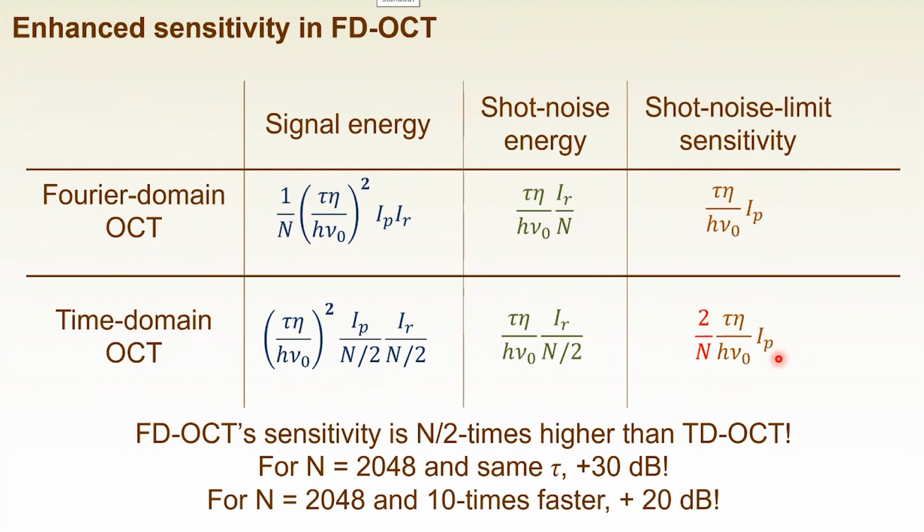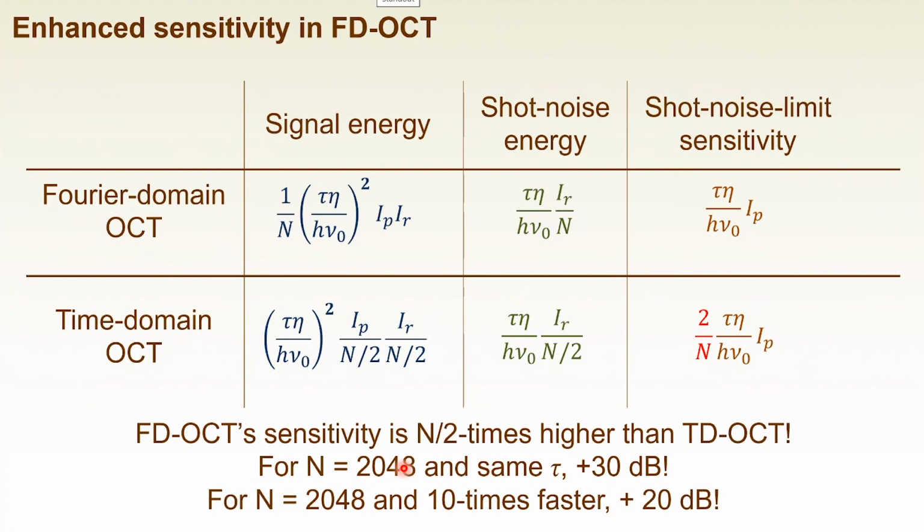And then for the time domain OCT, this equation. This brown part is the same as the Fourier domain OCT, but we have this factor, 2 over n, which means the shot noise limit sensitivity of FD-OCT is n over 2 times higher than that of TD-OCT. It's a conclusion. Typically, n is, for example, 2048, the number of pixels in a spectrometer, right? So this means the sensitivity of FD-OCT is around 30 dB higher than TD-OCT if the exposure time, or say measurement time, is the same. It's very high, 10 to the power of 3, 1,000 times higher.